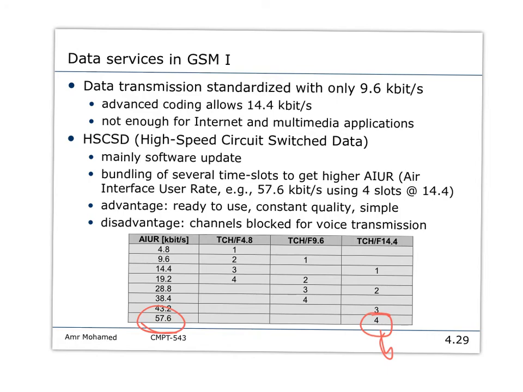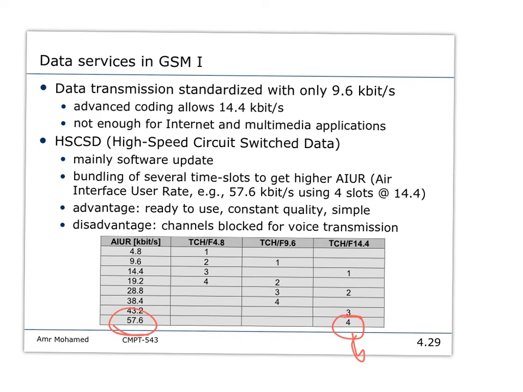Not only that, these physical channels, because they are allocated to this mobile station for the entire session, get blocked for other voice calls, because it's the same channel. It can be used for voice or it can be used for data services. So if one user is assigned 4 time slots, which means that this user will have 57.6 kilobits per second, but other users will starve. They cannot use the other channels for voice transmission or for voice calls.